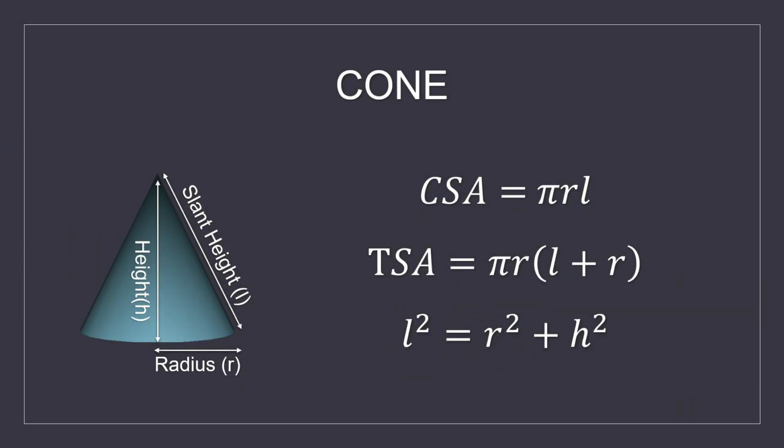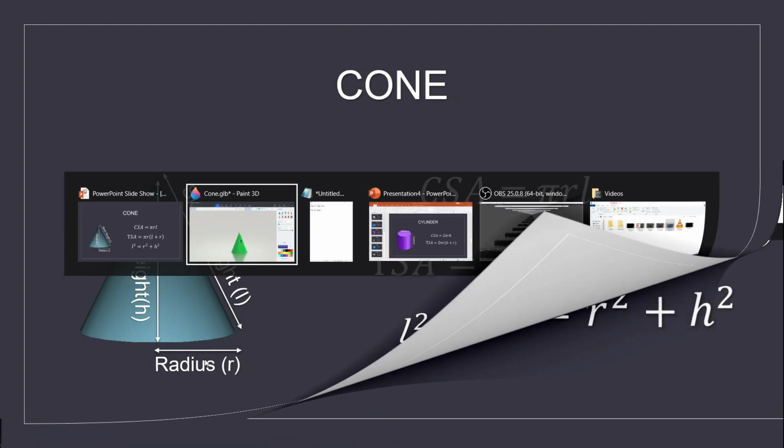Now a cone has two surfaces, one curved surface and one circular surface. The parameters of a cone are the radius of the cone, the height of the cone, and the slant height of the cone, right? This inclined height is known as the slant height, this straight height is known as just the height, and the radius of this circular base is known as the radius of the cone. So now let's see the cone in a 3D view.